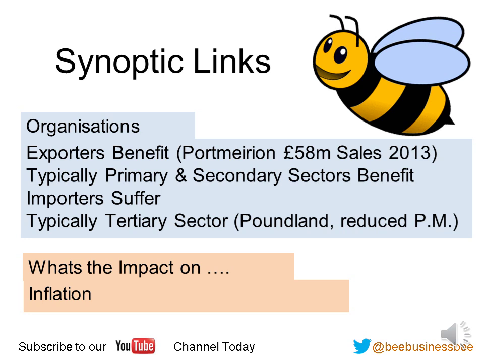Exporters at the moment are benefiting. People like Portmeirion, the pottery company, reported £58 million worth of sales in 2013, many of those from exports to America, so the weaker currency helps them. This tends to benefit primary and secondary sector manufacturers who manage to export. However, importers suffer. Typical tertiary sector examples like Poundland are starting to see their profit margins reduced even further, making it harder to compete and leaving tighter margins.